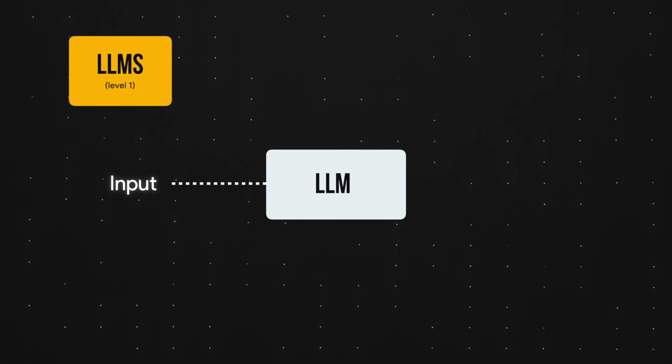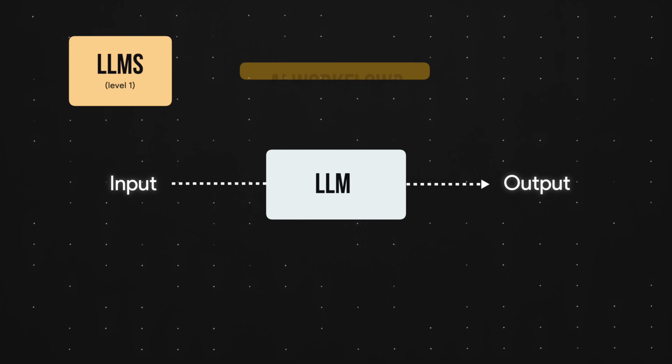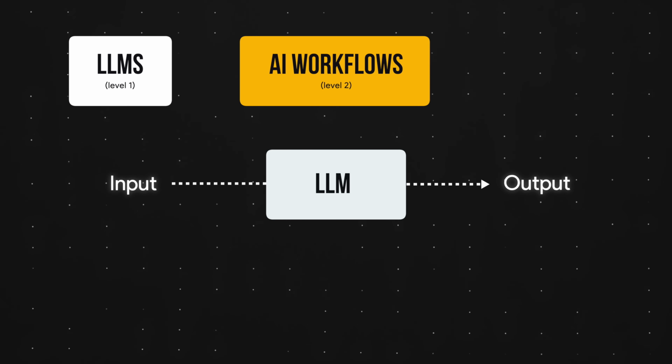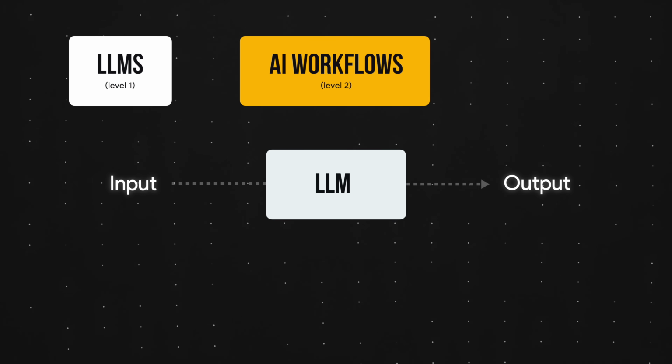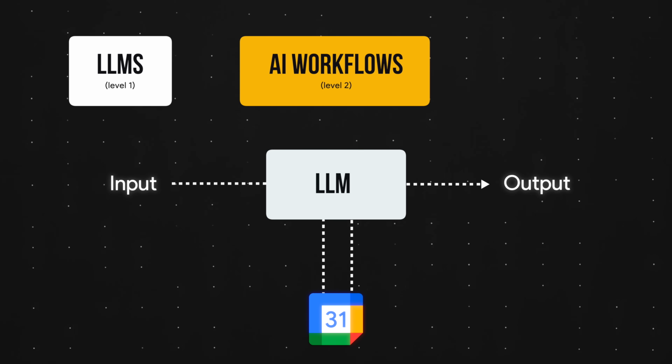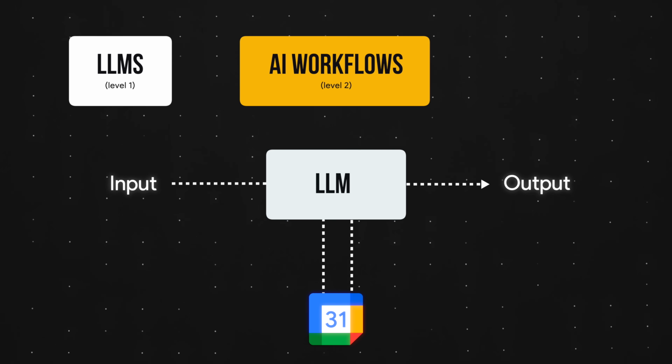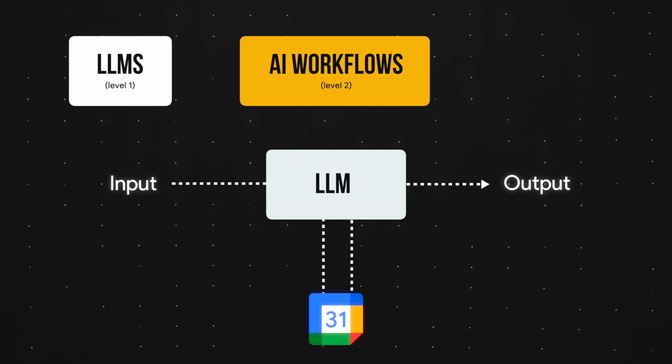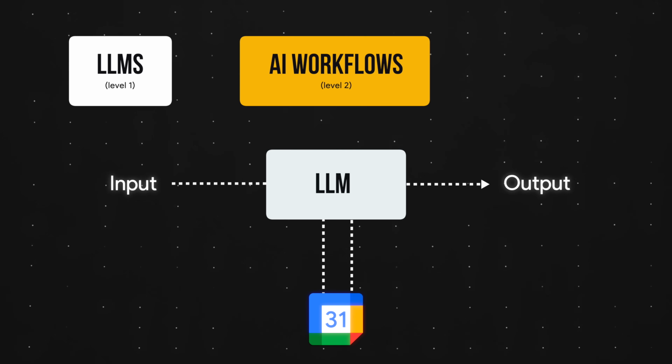To wrap up, here's a simplified visualization of the 3 levels we covered today. Level 1, we provide an input and the LLM responds with an output. Easy. Level 2, for AI workflows, we provide an input and tell the LLM to follow a predefined path that may involve retrieving information from external tools. The key trait here is that the human programs a path for the LLMs to follow.